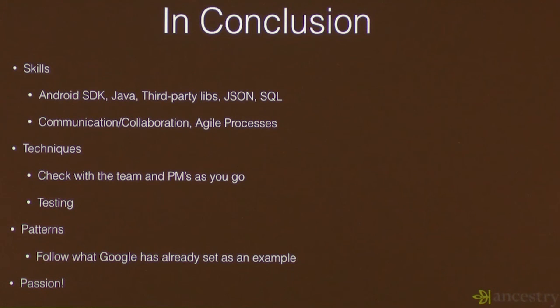So really, this is the conclusion here. Just going back to the skills, these are generally the things that, of course, you're going to have to be good at. Again, bringing up collaboration, it doesn't get old, agile processes. But really, I think the last bullet point there, I should have made it bigger. For me and for the Android team at Ancestry, the most important thing is passion. You've got to love what you're doing. If you love what you're doing, then everything else tends to fall into place.